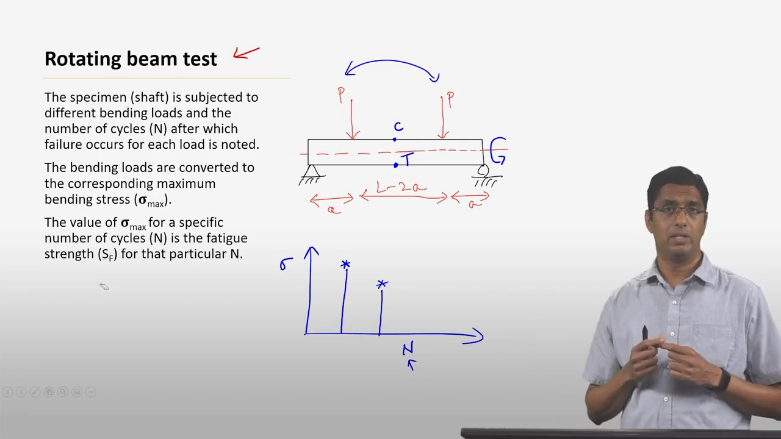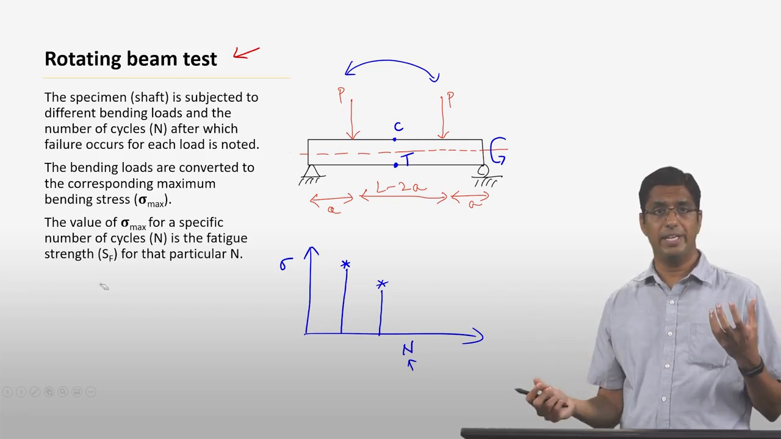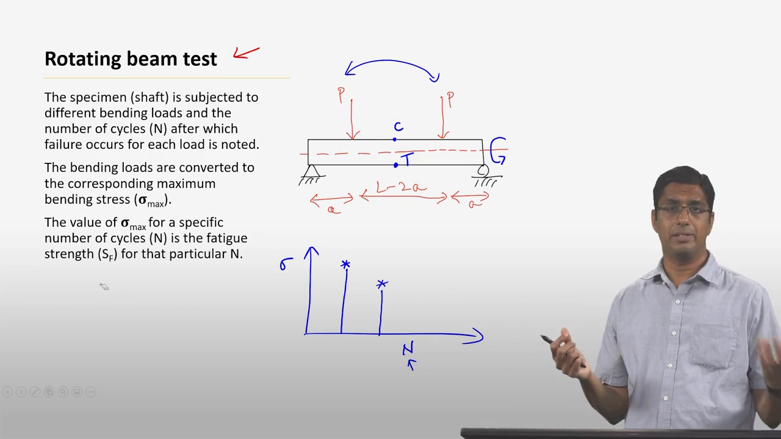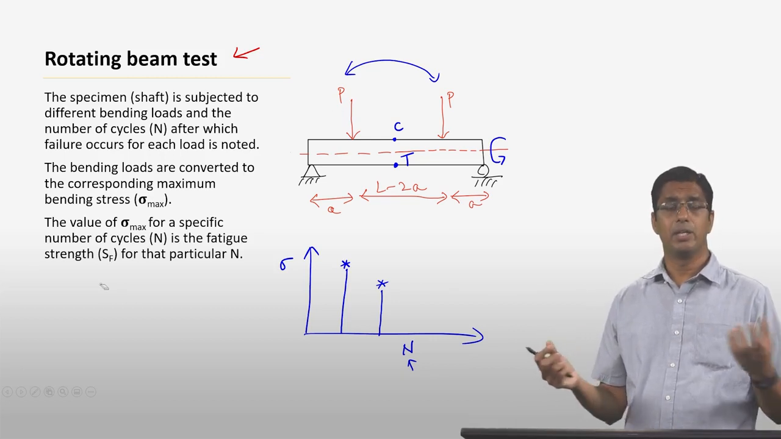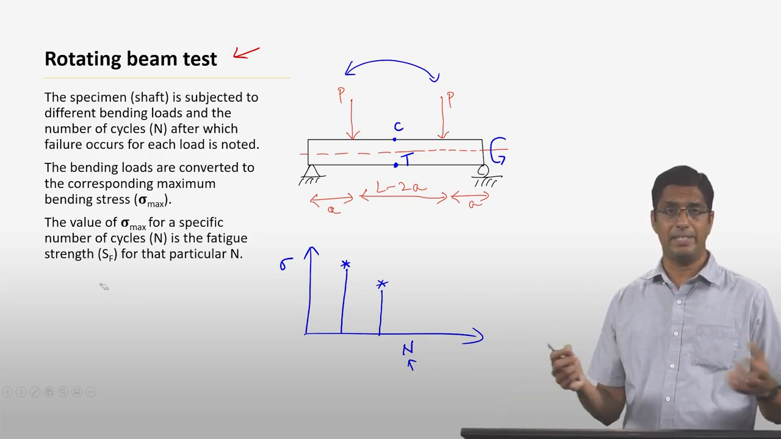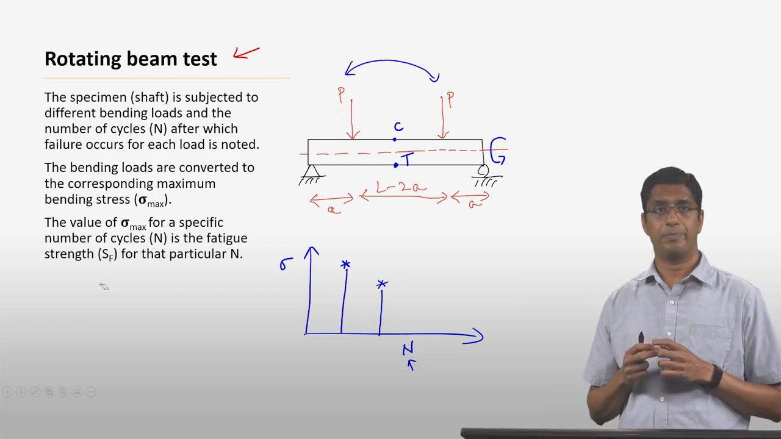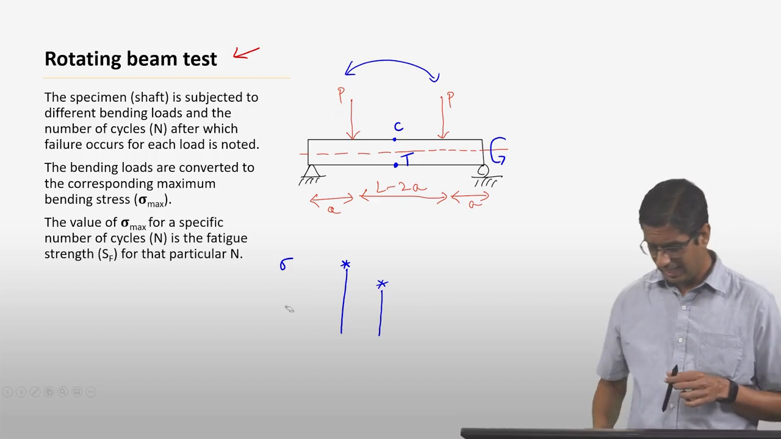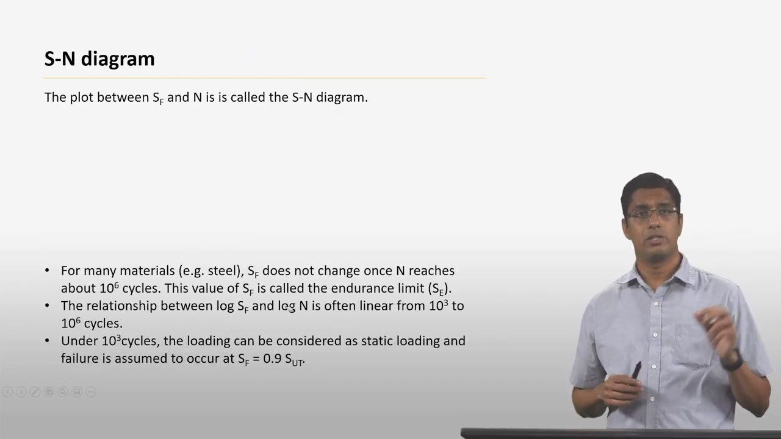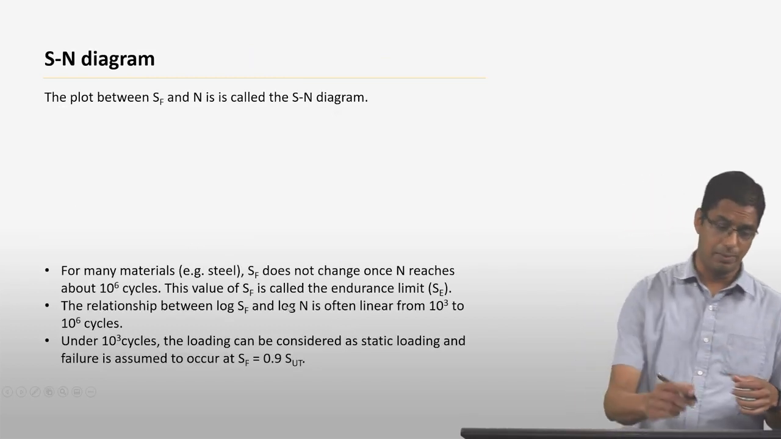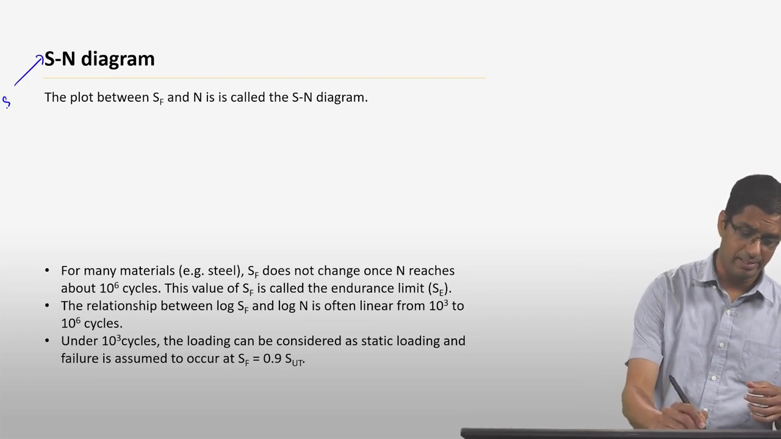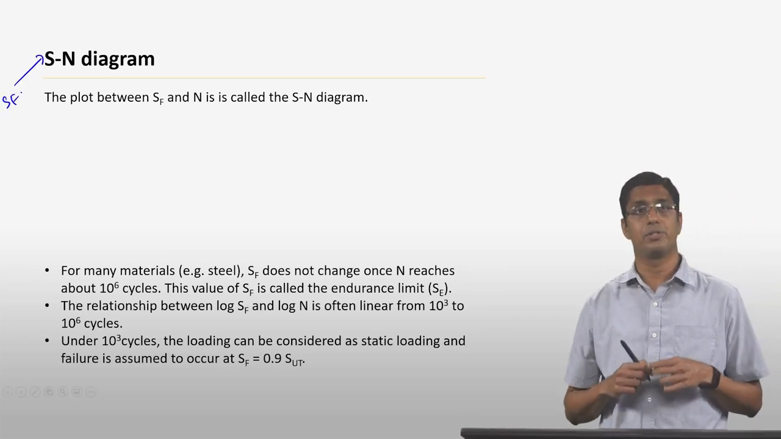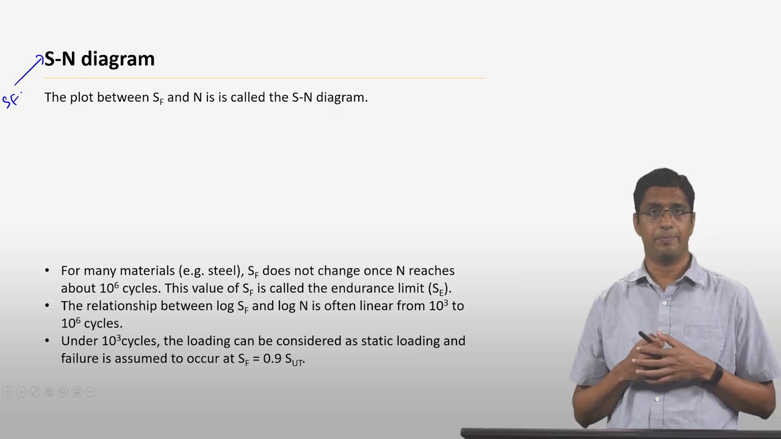Okay? So this fatigue strength is not a single number, but it is something that depends on N. The number of cycles to failure and the maximum stress that you can apply to get that failure in that many cycles are related to each other. Okay? So that is how you construct what is called an SN diagram. In this SN diagram, S corresponds to the fatigue strength, SF, and N corresponds to the number of cycles to failure.